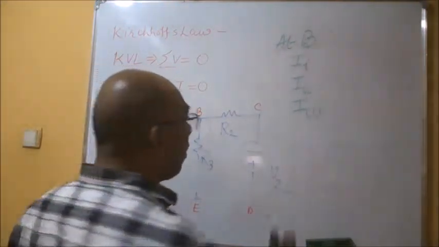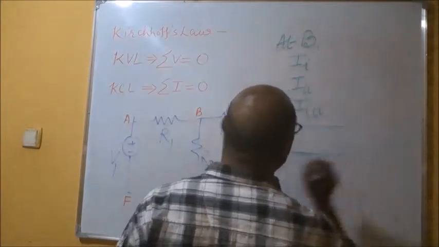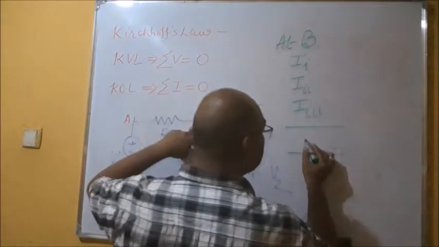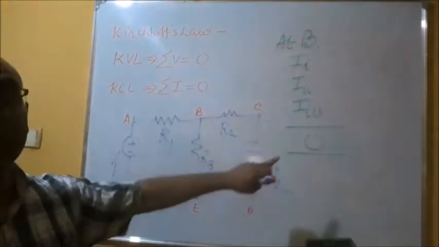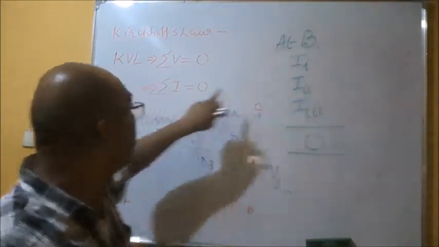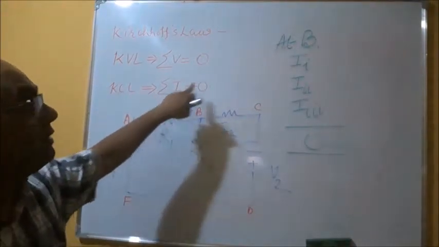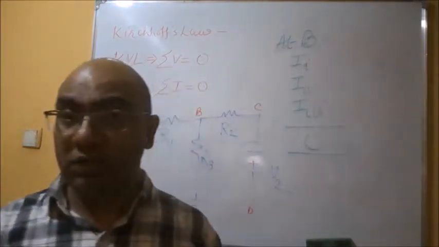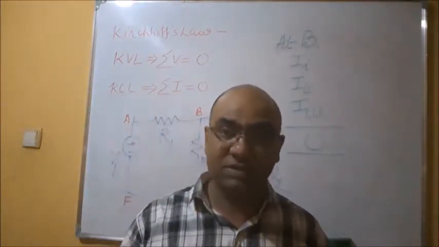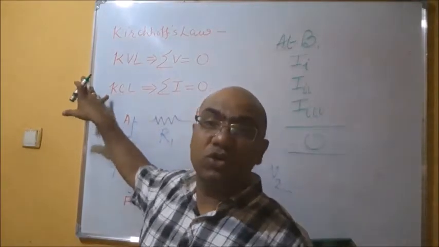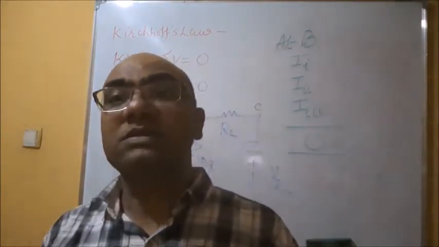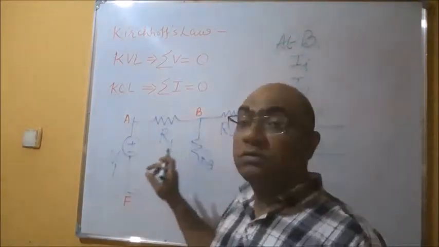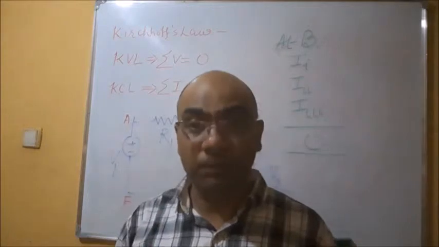If I sum all the currents at point B, it should be 0. This sum is denoted by this symbol, and when we add these three, the sum should be 0. In short, we can say that according to Kirchhoff's current law, the sum of all the currents at the junction should always be 0.